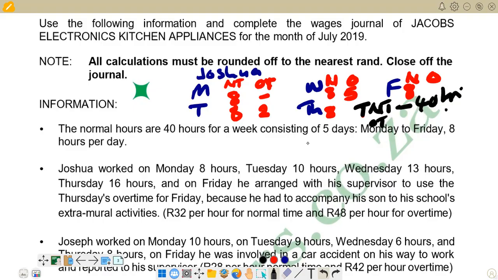Then for overtime, we have got 2 here, and we have also got 5 here. So 2 plus 5, then we get 7. So for overtime, we've got 7. So basically, we can just enter this amount: in terms of normal time, 40 hours, overtime, 7 hours. Then we can take note of the rate that on normal time, the rate is 32 rand per hour. Then for overtime, we've got 48 rands per hour. So we go there to the answer section.